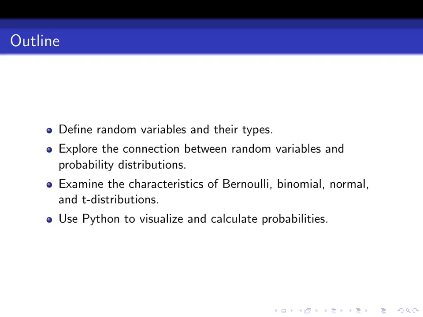First, let's take a look at the outline. We'll begin by defining random variables and understanding their types. Then, we'll explore how these variables connect to probability distributions. Next, we'll examine the characteristics of specific distributions, including Bernoulli, binomial, normal, and t-distributions. Finally, we'll show how Python can be used to visualize and calculate probabilities.